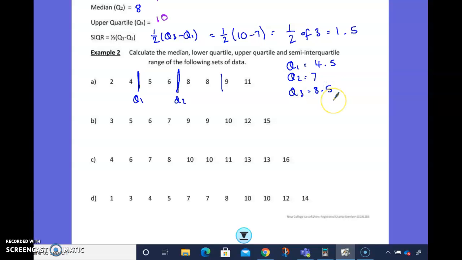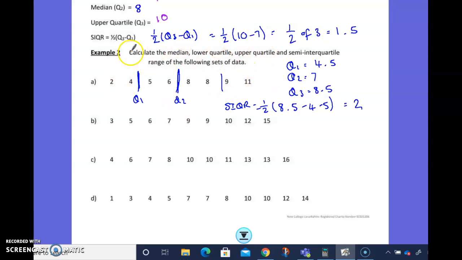My semi-interquartile range then is a half of Q3 take away Q1, and that Q3 take away Q1 is in a bracket. So my semi-interquartile range is a half of 8.5 take away 4.5. 8.5 take away 4.5 is just 4. Half of 4 would be 2.